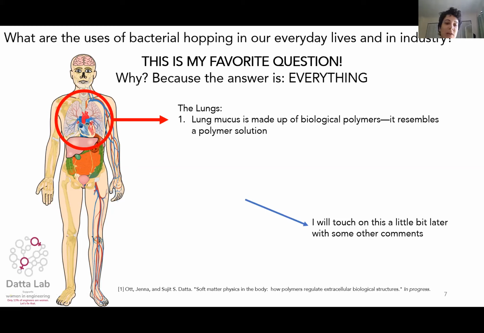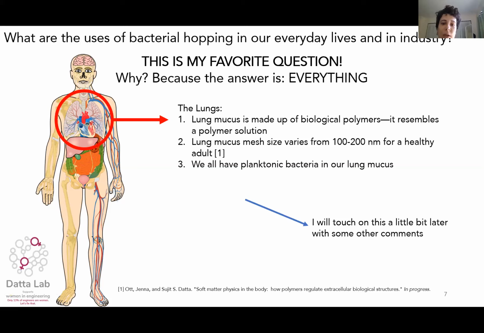And so we actually have bacteria in our lungs all the time. Even if you're healthy, you have bacteria in your lungs. And so ideally they will be hopping and moving through your lungs, and that is super relevant. And our mesh size in our lung mucus actually is between 100 and 200 nanometers. So we can kind of use our model of hopping and trapping to imagine bacteria swimming through a polymer solution.